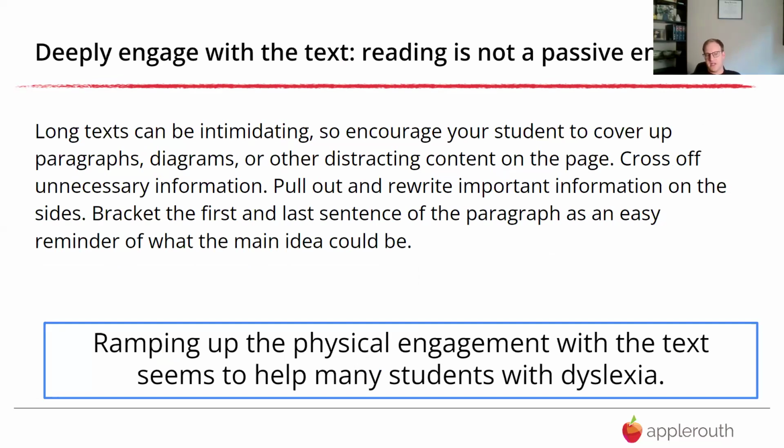Classes with long reading passages or chapters can be really intimidating for students with dyslexia, but also ADHD. One thing to do is, if there's other distracting content, whether it's notes on the side or pictures, cover them, right? And just move your paper down as you go. Cross out unnecessary information, maybe a bunch of words between the subject and the verb. If you cross that out, it becomes clearer. You could pull out and annotate on the sides like we saw on the last slide, and then maybe bracket, bookending the first and last sentence of the paragraph to remind yourself what the main idea is.